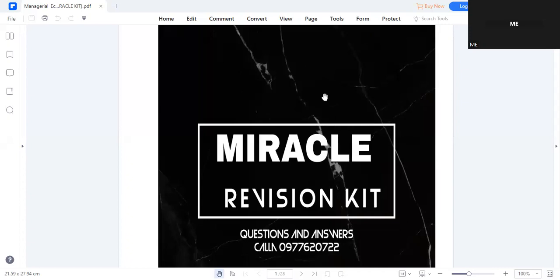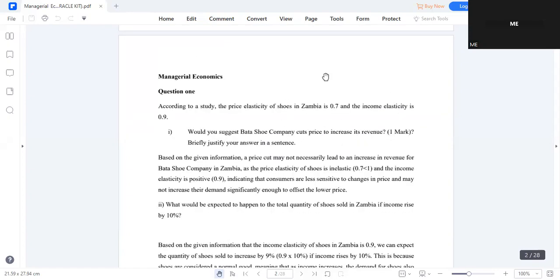So we're going to look at last year's paper on the topic of elasticity. The question says, according to a study, the price elasticity of shoes in Zambia is 0.7 and income elasticity is 0.9. Now, would you recommend Bata Shoe to cut prices to increase its revenue? Briefly explain your answer.